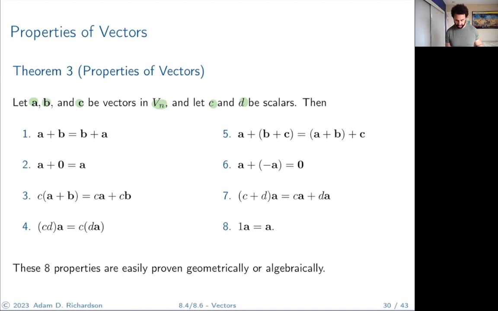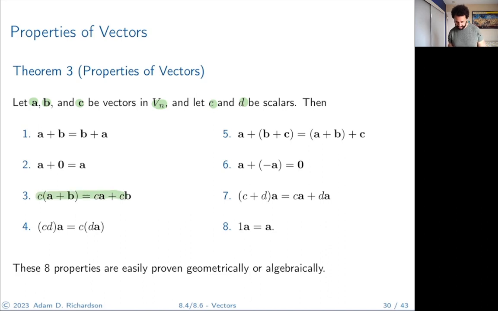So first we have commutativity. That's number 1. And we saw that geometrically earlier. I think we're going to prove it algebraically in just a minute, but vector addition is commutative. The sum of a vector and the 0 vector is always just that vector again. So A plus 0 is A.